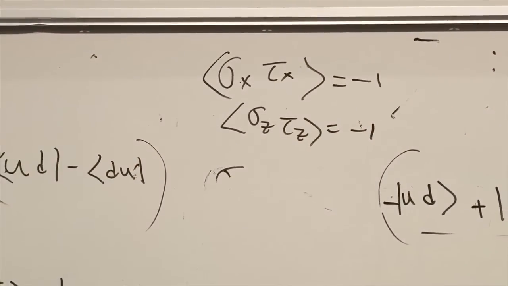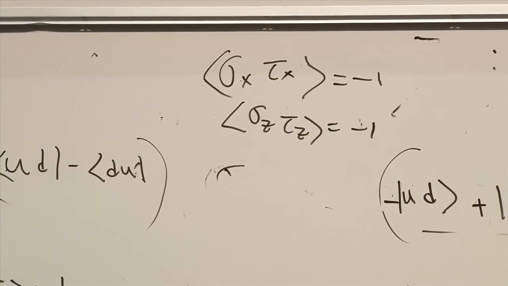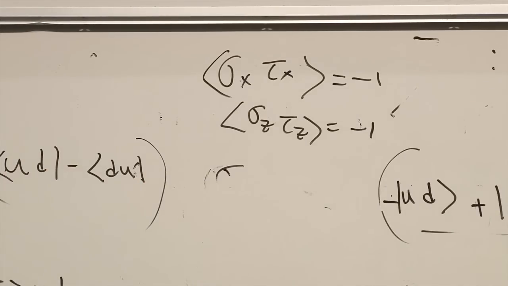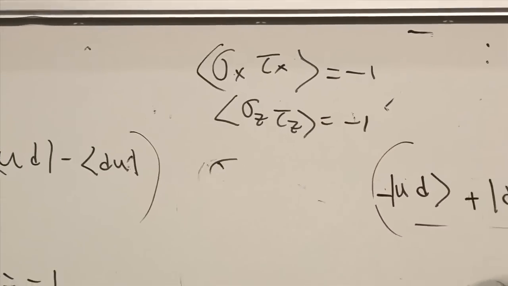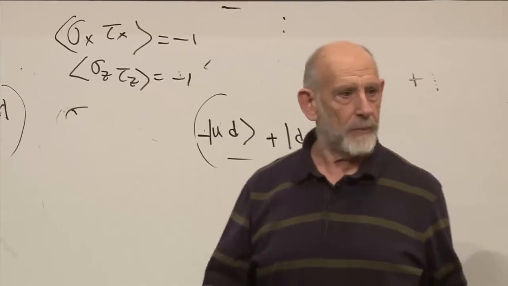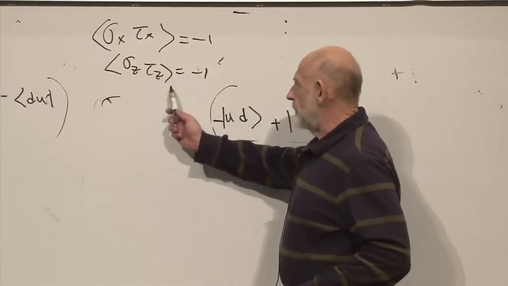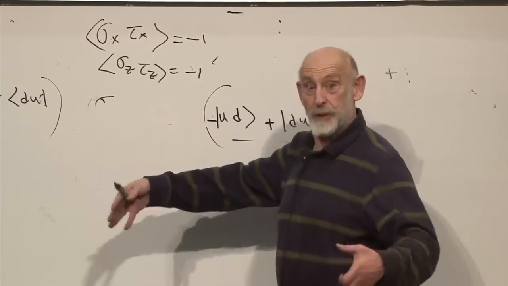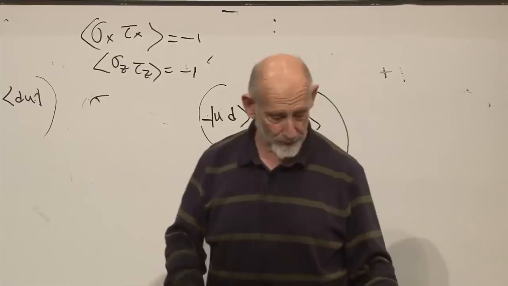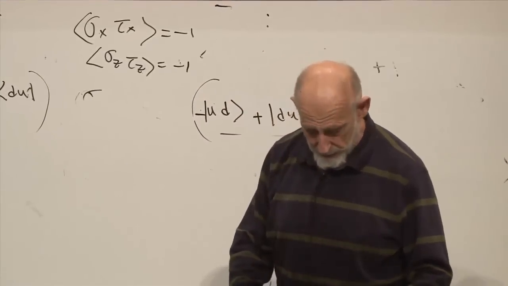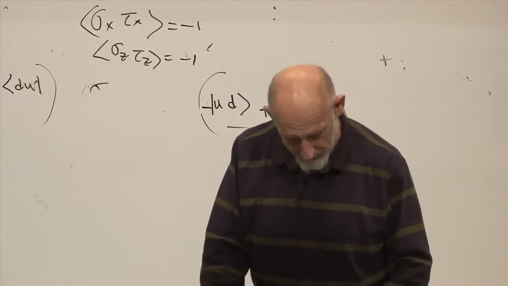And what would you guess about sigma y tau y? Now, there's nothing special about the y-axis, same thing. Also has an expectation value equal to minus 1. So, all right, this is telling you very clearly this can't be a product state. For a product state, the expectation value of a product like this would just be the product of expectation values. And that's not what's going on here. So this is a highly entangled state, about as entangled as you can get.